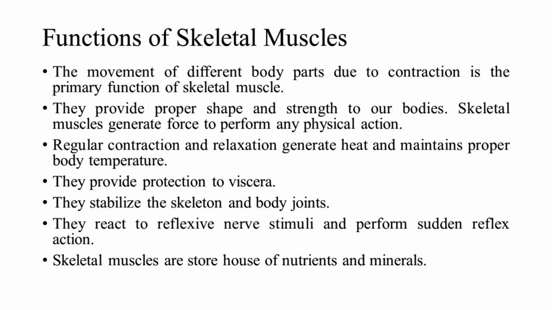Functions of different types of muscle tissues. Functions of skeletal muscles. The movement of different body parts due to contraction is the primary function of skeletal muscle. They provide proper shape and strength to our bodies. Skeletal muscles generate force to perform any physical action. Regular contraction and relaxation generate heat and maintain proper body temperature.